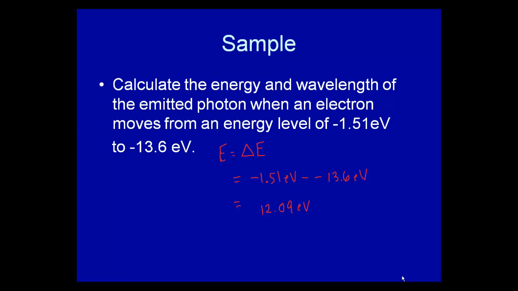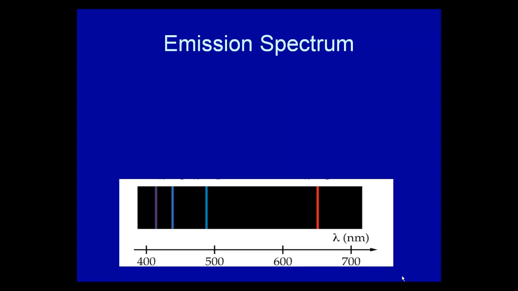So the energy of the photon is 12.09 electron volts. So that's the photon energy. E is equal to hc over lambda. Remember, we can use the shortcut equation. Solve it for lambda. It's hc over E. 1240 electron volts times nanometers divided by 12.09 electron volts, 102.6 nanometers.